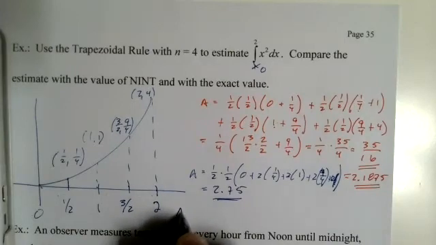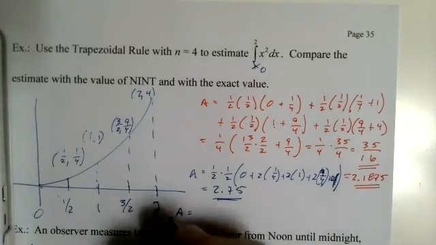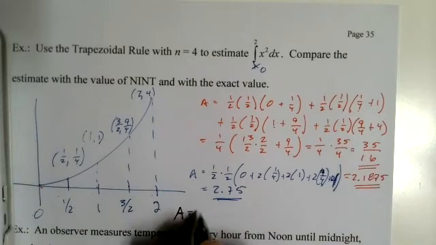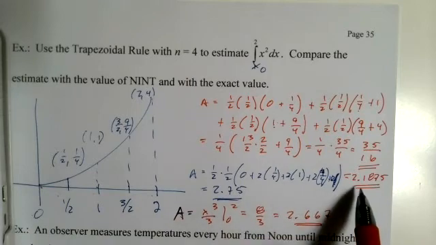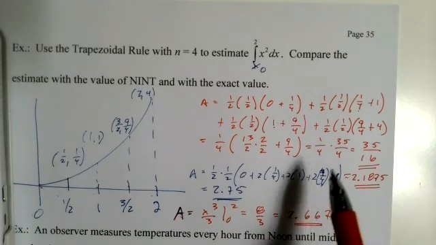So area equals x to the third over 3 from 0 to 2, which is 8/3, which is 2.667. So I'm betting this is right. It looks like I made a mistake here. Let's see if I can find it real quick.